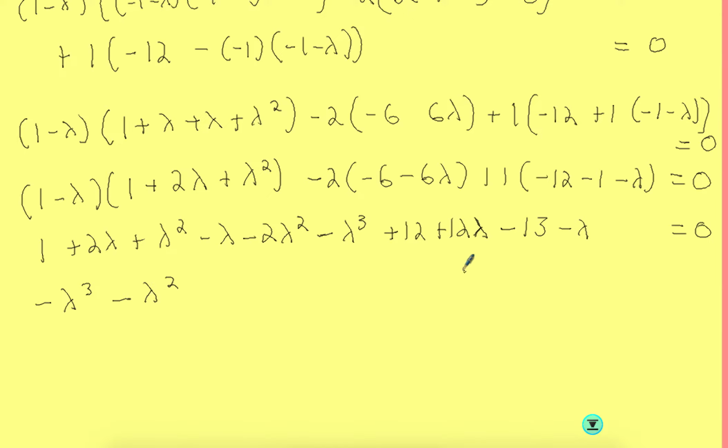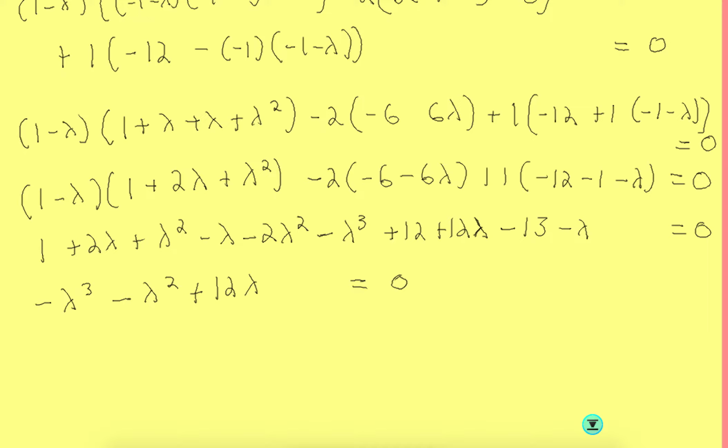Then 2 lambda plus 12 lambda is 14 lambda. Take away lambda is 12 lambda. Okay, so 2 take away lambda is 1 lambda plus 12 lambda is 13 lambda, take away 1 lambda is 12 lambda, right? And then we've got 1 plus 12 is 13, take away 13 is 0. So I'm just left with that little equation there.